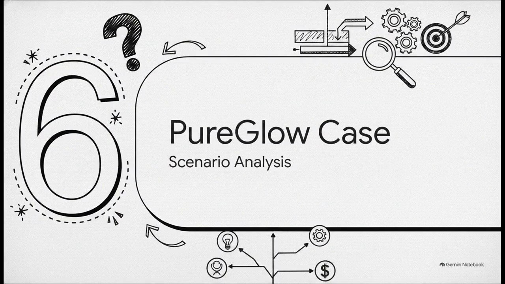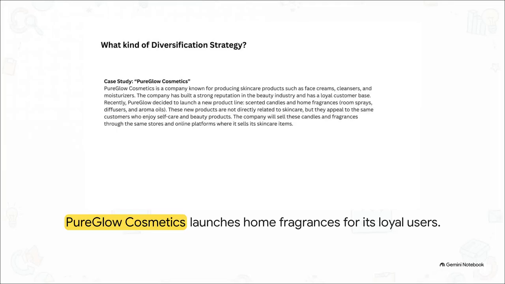Which brings us to Section 6, Scenario, Pure Glow Cosmetics case. Let's put this into practice. Okay, let's put everything we've learned to the test with a solutions explainer practice scenario. Imagine a company called Pure Glow Cosmetics. They're known for skincare, face creams, cleansers, moisturizers, that sort of thing. And they have a highly loyal beauty customer base.